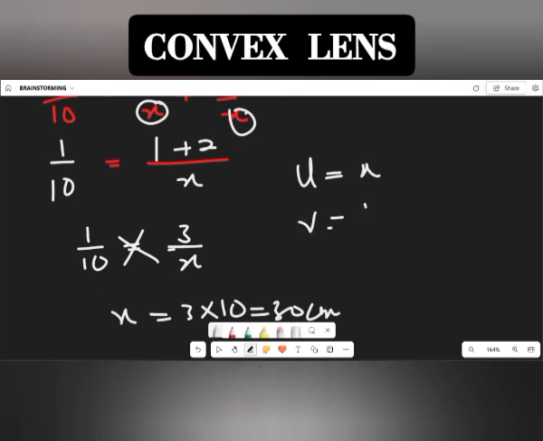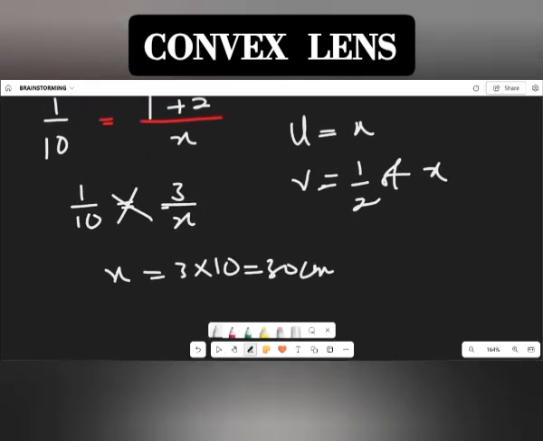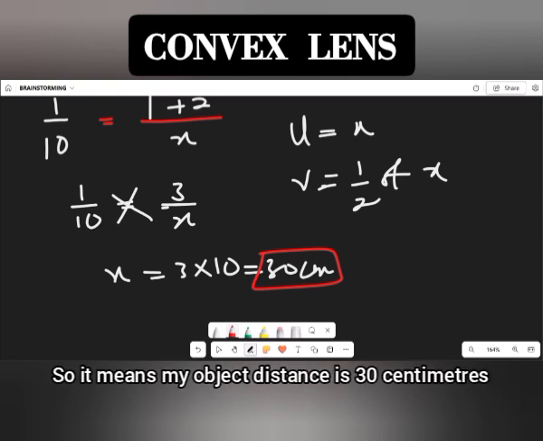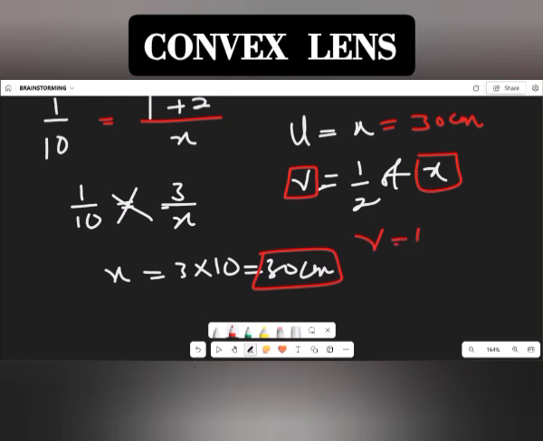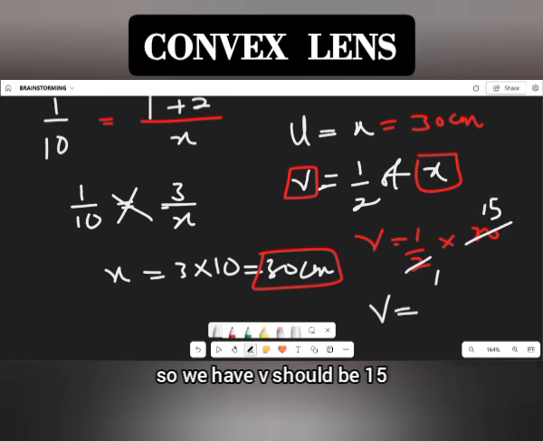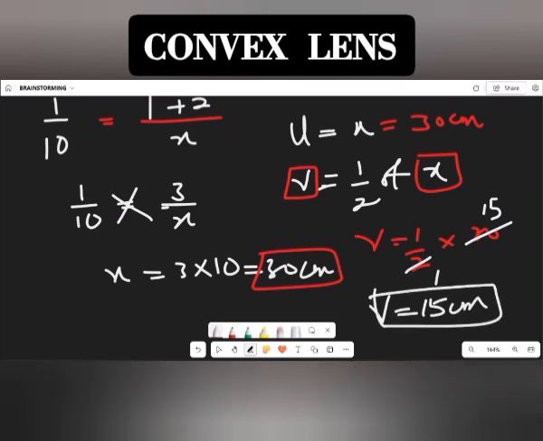Going back to our parameters, remember carefully, I told you that our U is X and our V is 1 over 2 of the object, which is X. I've already gotten that the value of X is 30 centimeters. So my object distance is 30 centimeters, while since my image is half of the object distance, V equals 1 over 2 times 30. Cancelling out, 2 here 1, 2 here 15. So V should be 15 centimeters. This should be the distance for the image.